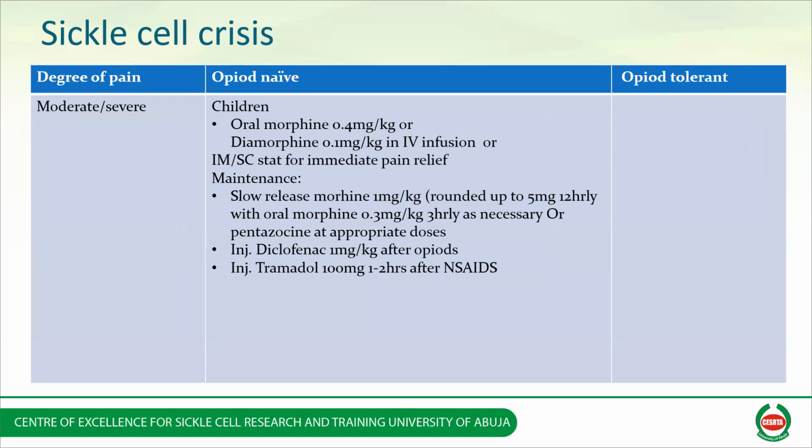And for children, these are the dosages that we can use, the various dosages. And then we also need to give maintenance doses: slow release morphine 1 milligram per kg, rounded up to 5 milligram 12 hourly, with oral morphine 0.3 milligram per kg 3 hourly as necessary, or pentazocine at appropriate doses. And this can be given alternately with the diclofenac 1 milligram per kg after the opiates.